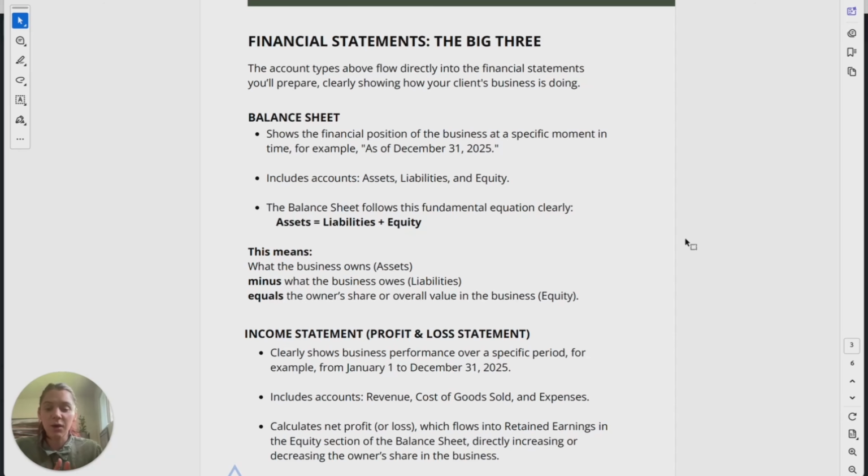And this just means that what the business owns minus what the business owes to someone equals the owner's share or value in the business. And it makes sense because you think about it as, let's say I close down my business tomorrow, I would have all the things I owe that I'd have to pay off with my assets, and any assets remaining would equal the equity or the value left in my business once I've settled my debts. That's how I like to think about it.